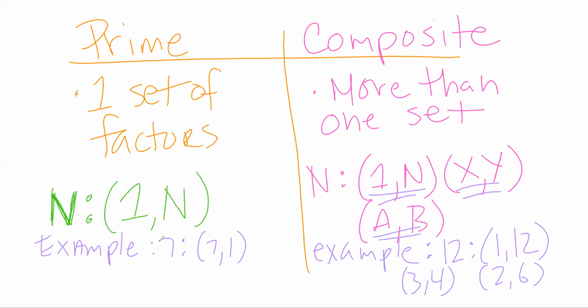So that's really what makes the difference between prime and composite numbers. A prime number has one set of factors, itself and the number 1, whereas composite has more than one set of factors. It has multiple. It has 2 of them, 3 of them, 4 of them, 5 of them, any of them. Just more than one. That's it.